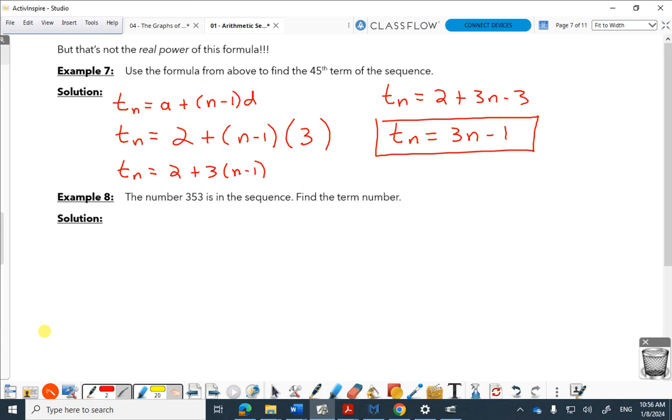You want to get any term? Go 3 times the term number and subtract 1. That's nice and easy. You can test it out if you want. This one asked for term 45. So to get term 45, I just go 3 times 45 and subtract 1, which I think is 134.